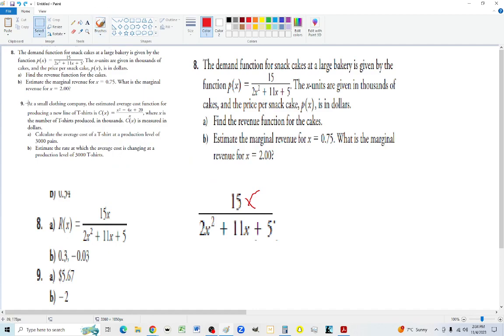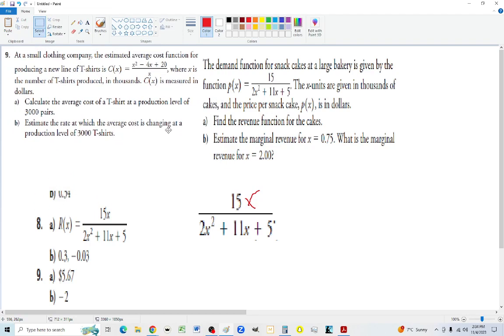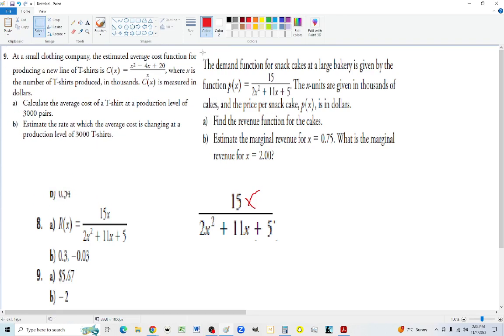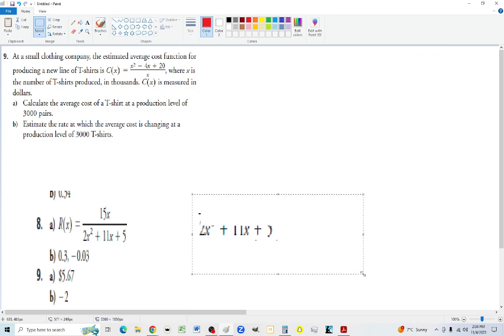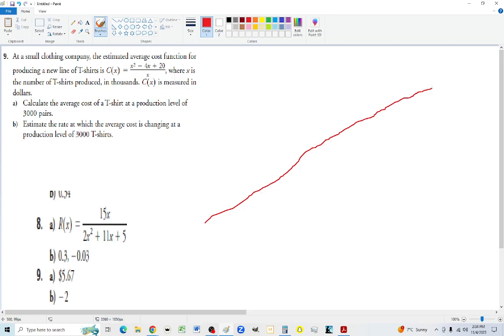Looking at number 9. A small clothing company's estimated cost function, so cost is how much you have to pay to produce something, is based on a parabola divided by x. And that means this is going to have a diagonal asymptote, because the x degree up here is bigger than the x degree below, where x is the number of t-shirts produced in thousands and C is the measurement of cost in dollars. Calculate the average cost of t-shirts at a production level of 3,000 pairs. The average cost of a t-shirt. Calculate the average cost at a production level of 3,000 pairs.